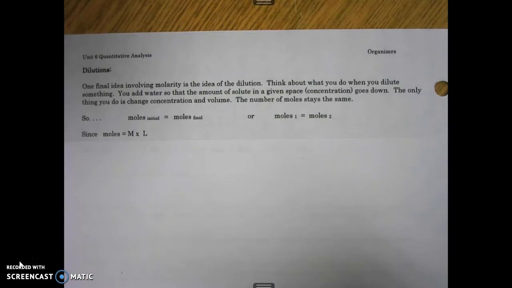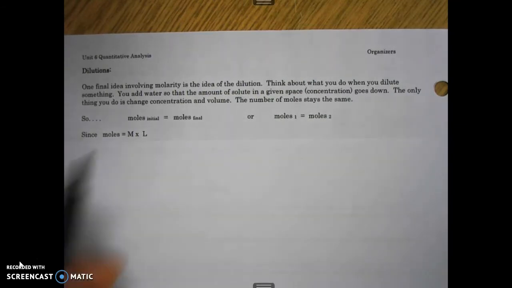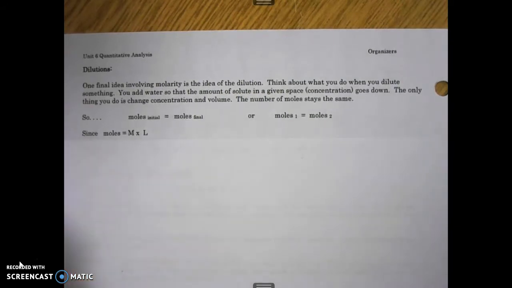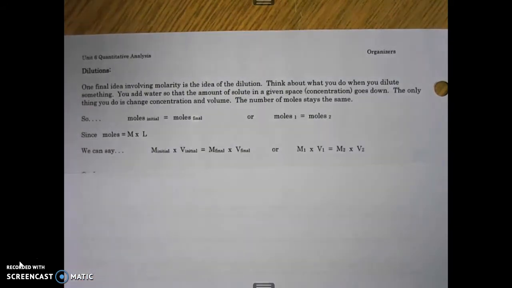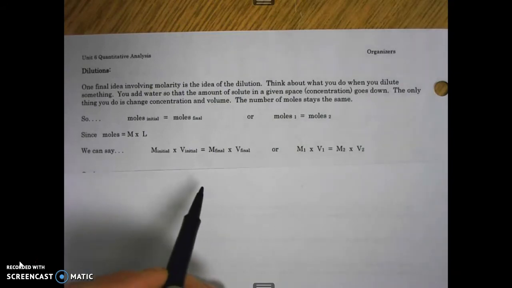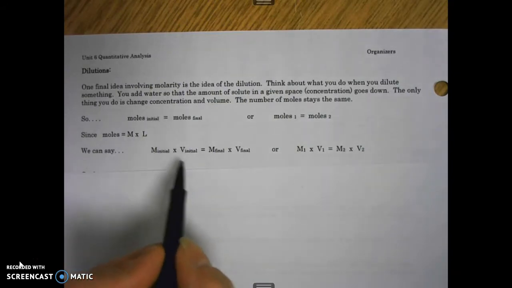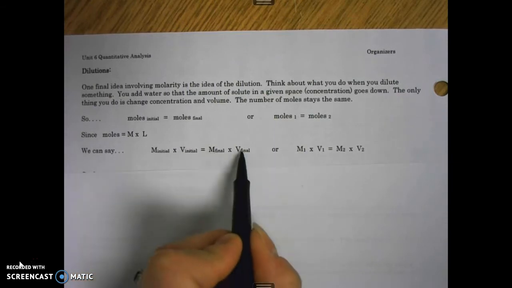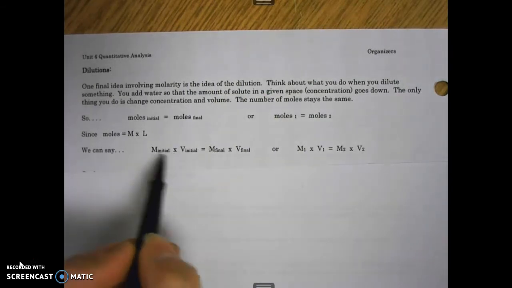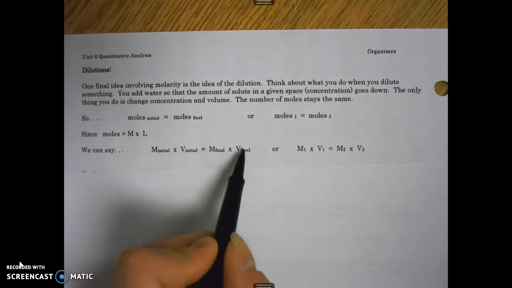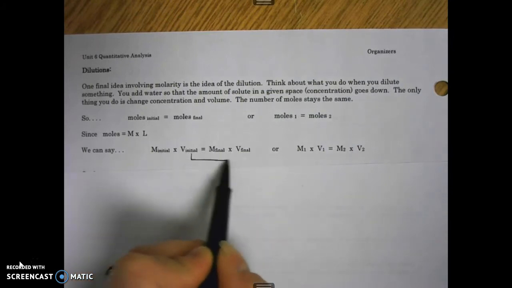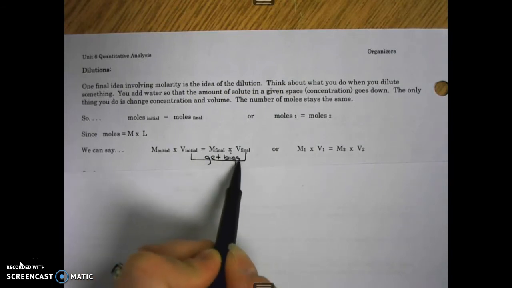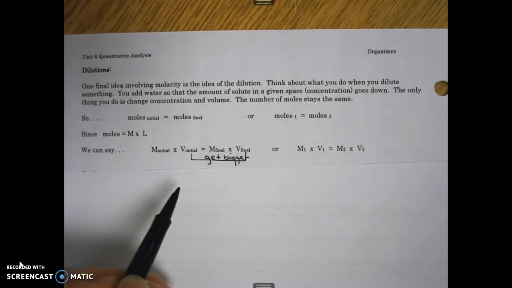We figured that out when we arranged the molarity equation. So if moles initial equals moles final, and moles is equal to molarity times liters, we can combine those two ideas and say the molarity times the volume initially is equal to the molarity times the volume in the end. So what's going to happen as my volume goes up, so these two are getting bigger, right? Volume's getting bigger from start to finish.